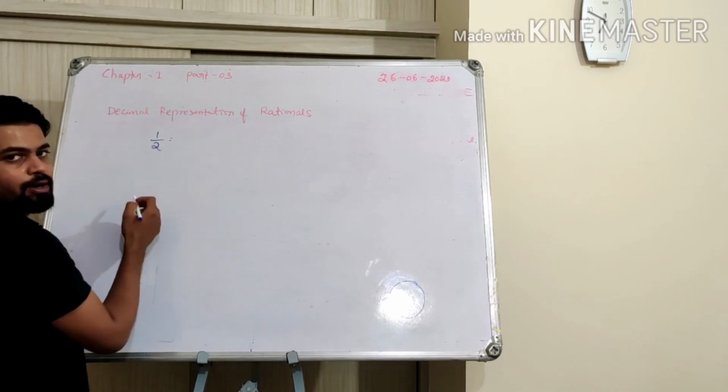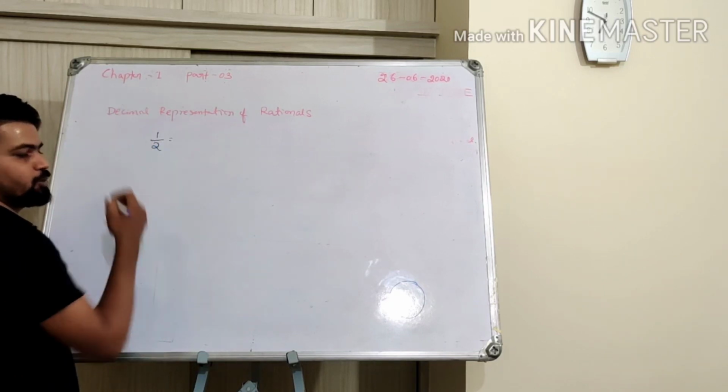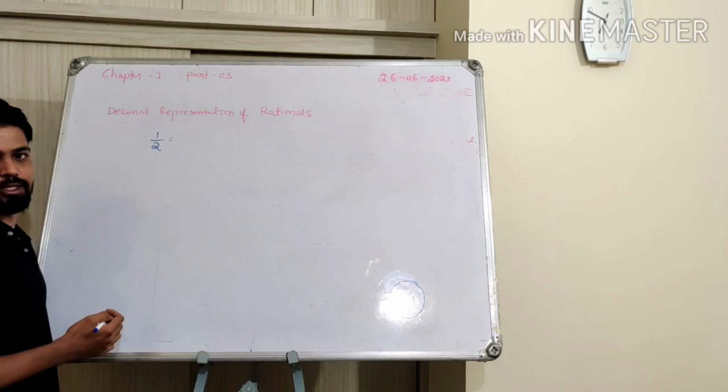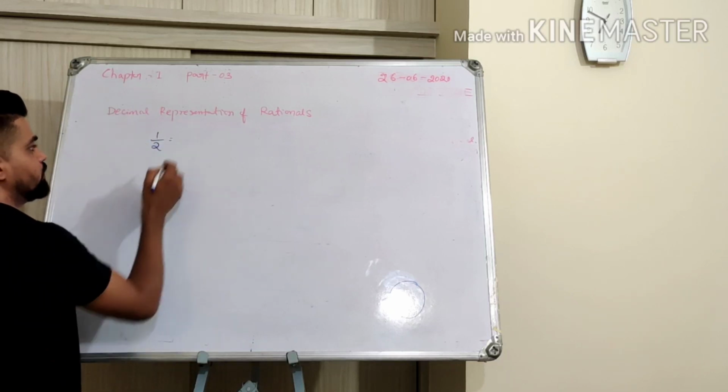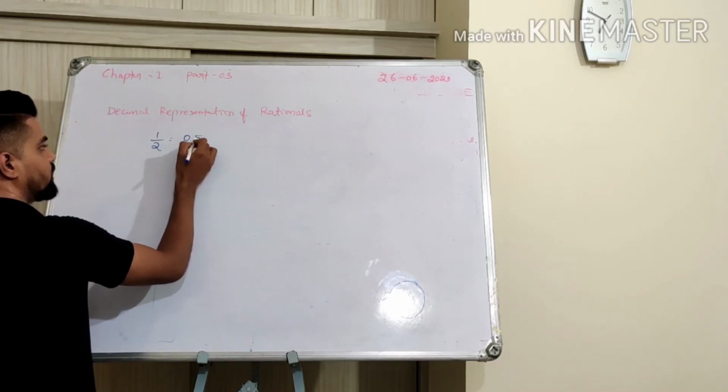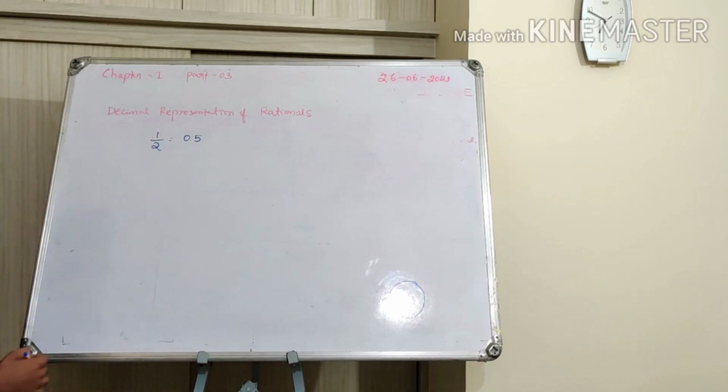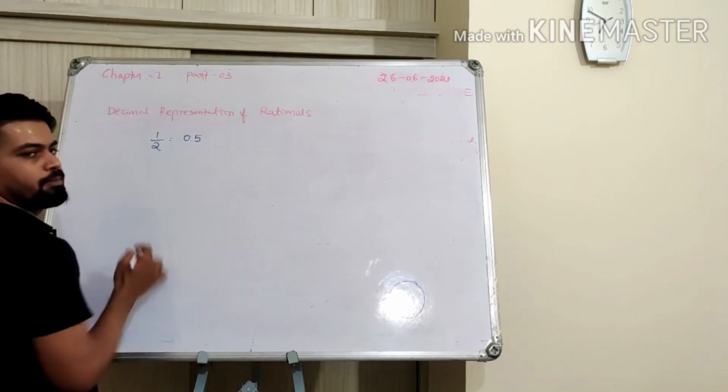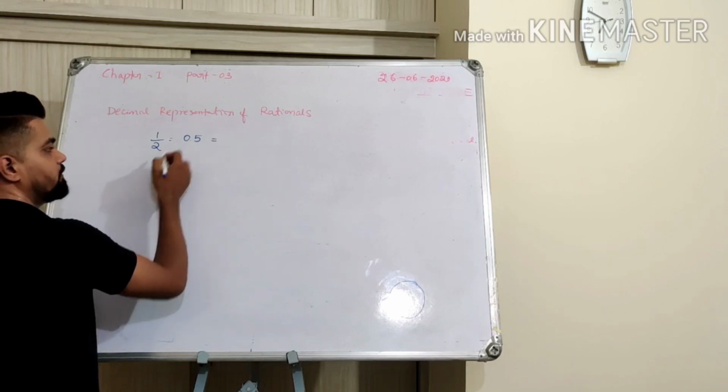So it is in the a by b form, where 1 is an integer, 2 is also an integer and 2 is a non-zero integer, right? So it is a rational number. This can be further divided and we can write 0.5, right? This is an easy number, but still the same thing can be done in a different way.